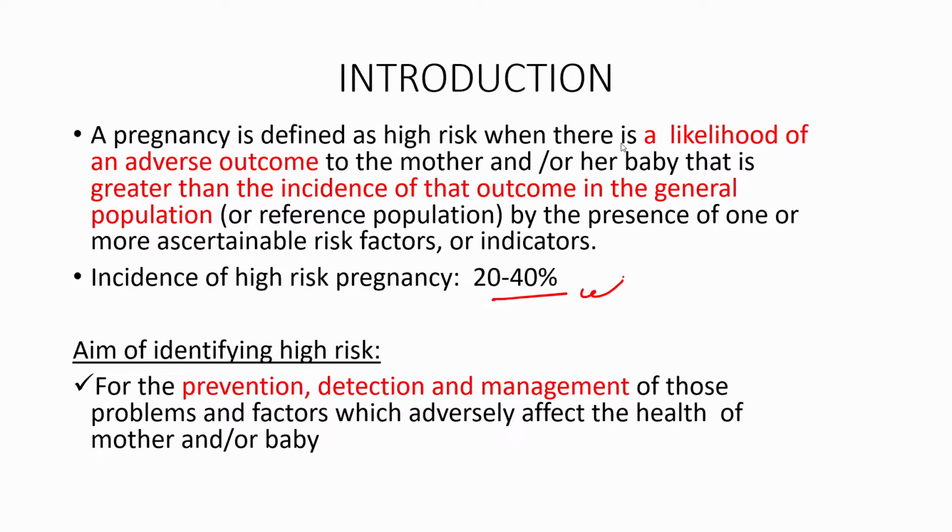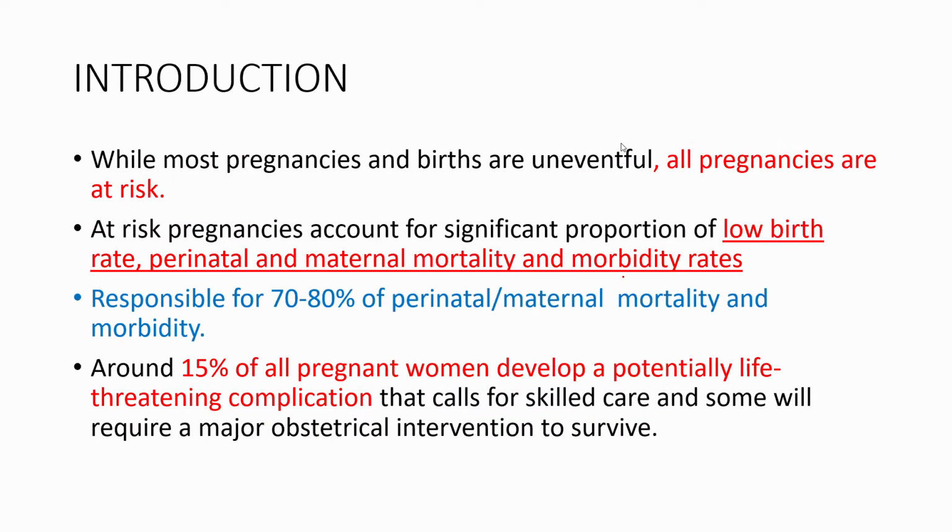What is the aim? The main aim of identifying high risk pregnancies is prevention, detection, as well as management of the factors which can affect the health of the mother and baby. We know that most pregnancies are straightforward and uneventful, but we always have to keep in mind that all pregnancies are high risk, so that we try to screen each and every patient and do not miss any cases.